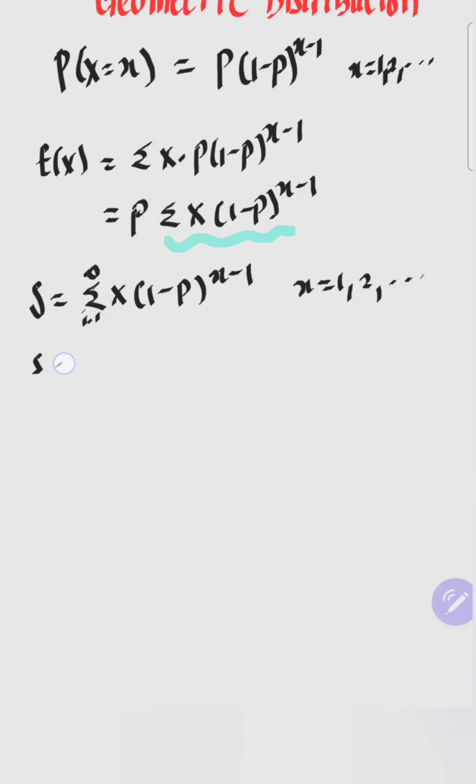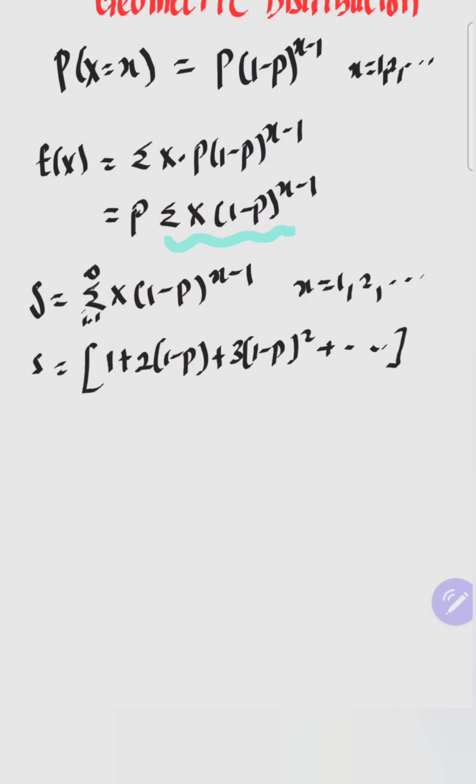Now, my s is going to be, when you plug in x equals 1, I'm going to have 1, plus, when x equals 2, you're going to have 2(1 - p). With x equals 3, you're going to have 3(1 - p)^2, continuing like this. Now, this is going to give you the first equation.